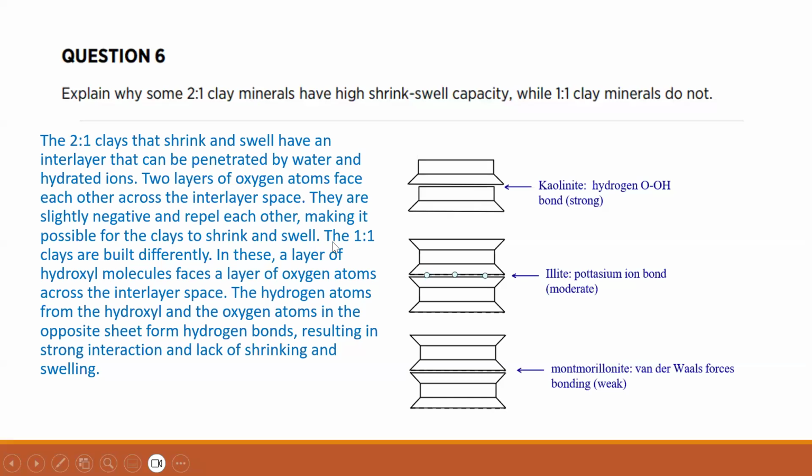The 1:1 clays are built differently. The layer of hydroxyl molecules faces a layer of oxygen atoms across the interlayer space. The hydrogen atoms from the hydroxyl and the oxygen atoms in the opposite sheet form hydrogen bonds, resulting in strong interactions and lack of shrinkage and swelling. That is because of the hydrogen bonds in the kaolin.